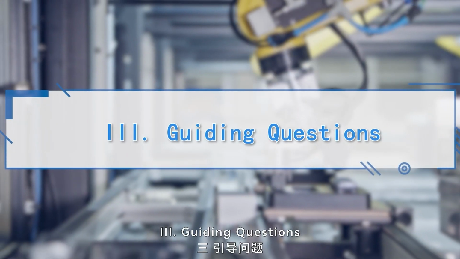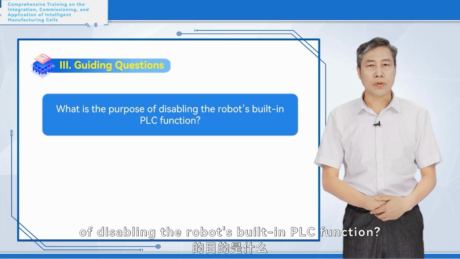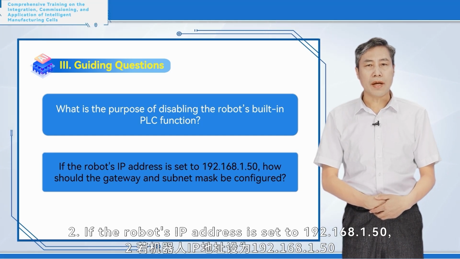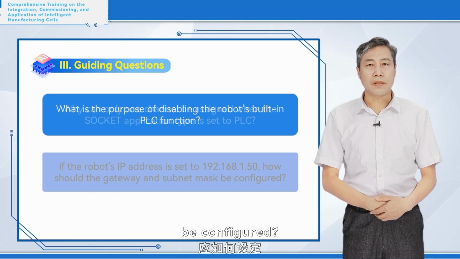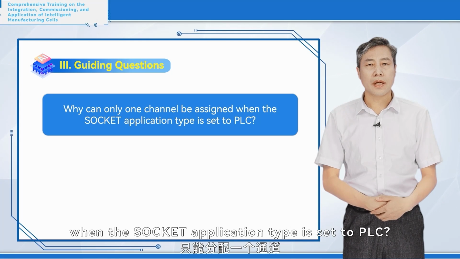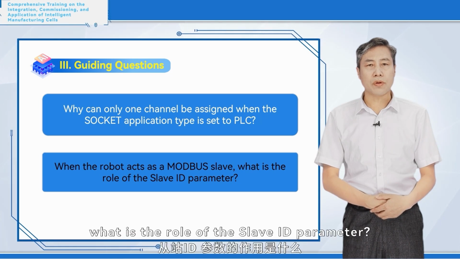3. Guiding questions. 1. What is the purpose of disabling the robot's built-in PLC function? 2. If the robot's IP address is set to 192.168.1.50, how should the gateway and subnet mask be configured? 3. Why can only one channel be assigned when the socket application type is set to PLC? 4. When the robot acts as a Modbus slave, what is the role of the slave ID parameter?